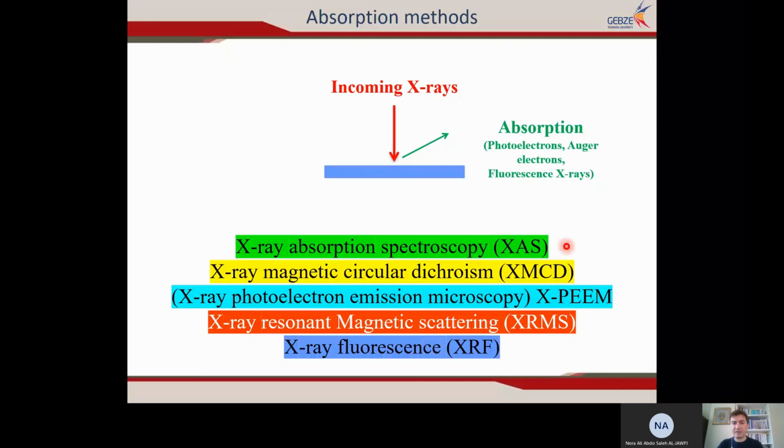So these are the absorption-based methods, very important for scientific purposes and technological applications. I will discuss these 4 methods in detail, and I will only show you the applications of the XRF method in historical paintings and also in archaeological objects.